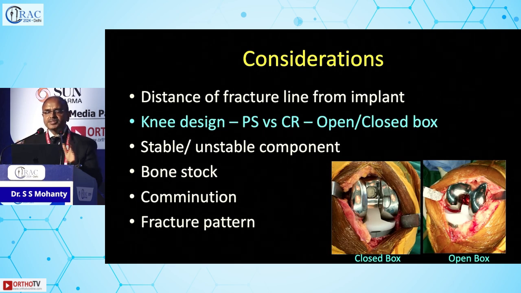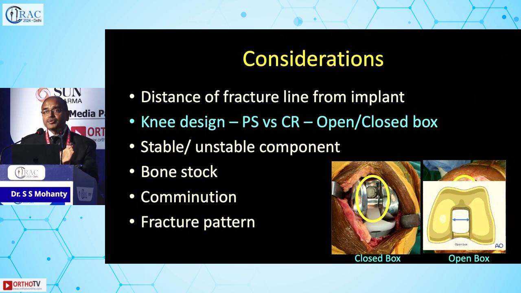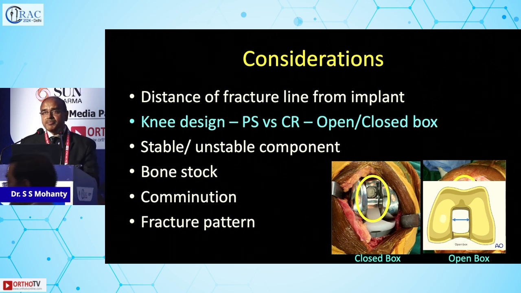So the considerations here: what is the distance of the fracture line from the implant? What is the knee design which has been used, whether it is a PS or CR type, and whether it is an open or closed box type of implant? If it is a closed box type of implant, then your nailing procedure is out. Only in an open box type can you do the nailing, and you need to know the width of the box. That will depend on the diameter of the nail, and the width of the box has to be more than the diameter of the nail in order to do a nailing.